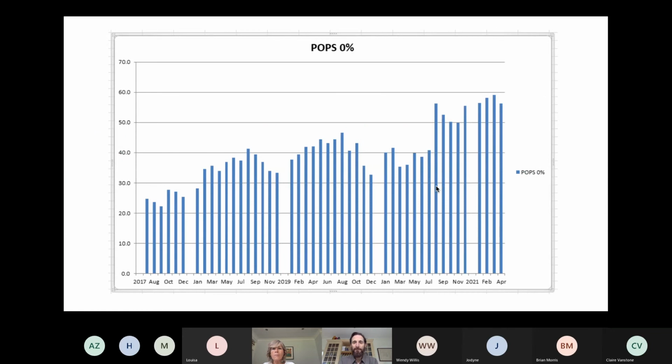This slide maybe needs a bit of discussing, so it's just to explain what it's showing. POPS is a paediatric score. This is from a Leicester trust, and it's rating the proportion of patients who score POPS 0. So what is POPS 0?